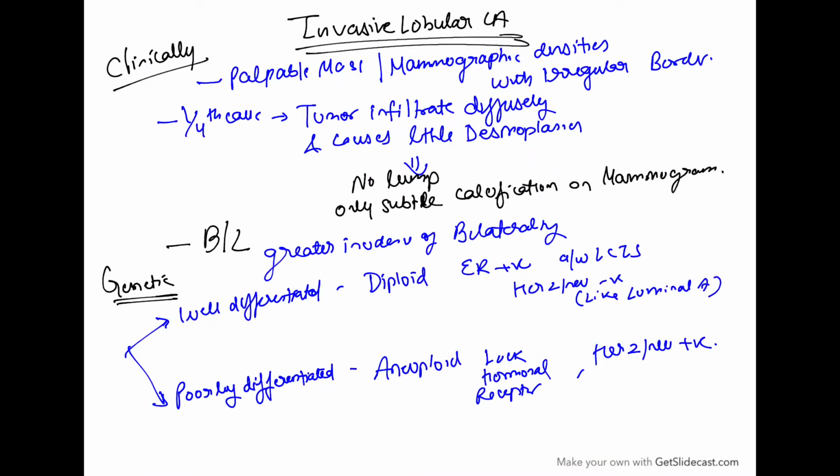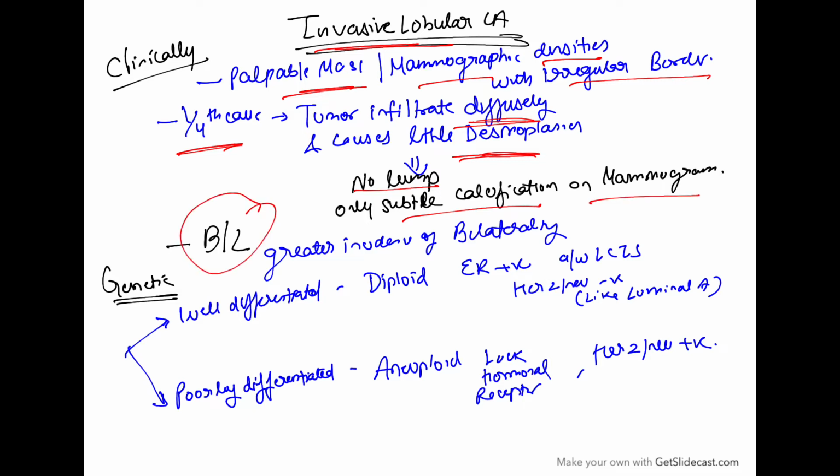Now continuing forth. The next subtype is invasive lobular carcinoma. Clinically, it may present as a palpable mass or mammographic densities with irregular borders, but in 1/4 of the cases, the tumor cells infiltrate diffusely and cause little desmoplasia. The tumor cells infiltrate diffusely into the breast tissue, so there will be no lump and only a subtle calcification on mammogram. Now, it is usually bilateral, or we can say that there is a greater incidence of bilaterality.